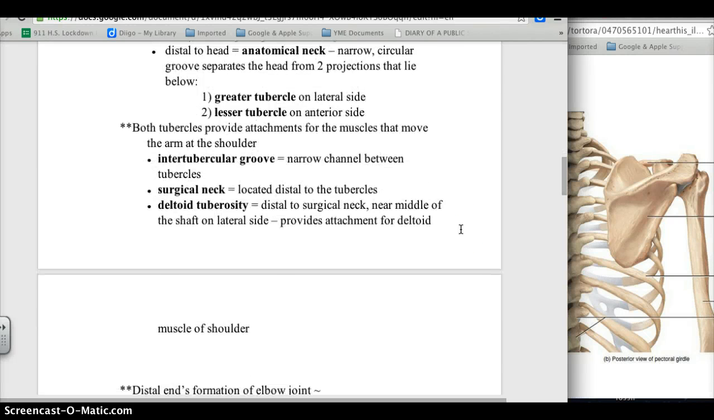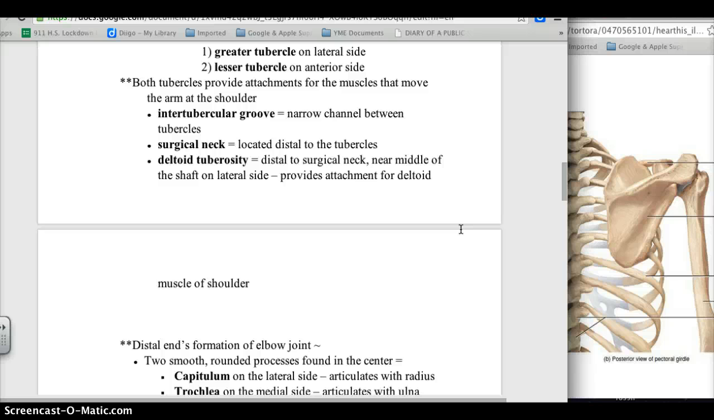As you continue to go down the humerus, you're going to find a groove. And if you look at intertubercular, it's going to be found between the tubercles. Another neck, the surgical neck. And then as you're going down the bone shaft, you have what's called the deltoid tuberosity. This is where your deltoid muscle, which comes up over your shoulder and then comes down, attaches to this feature on the humerus, the deltoid tuberosity.